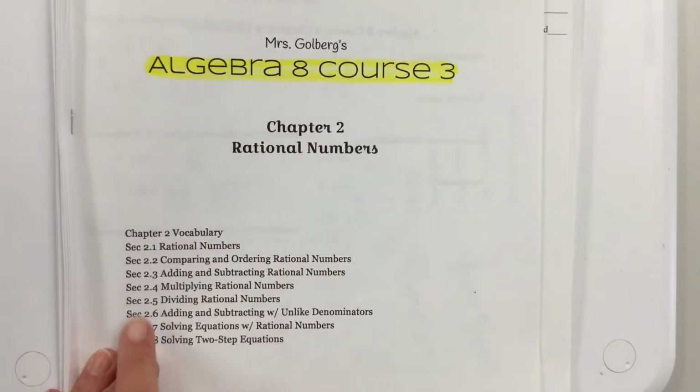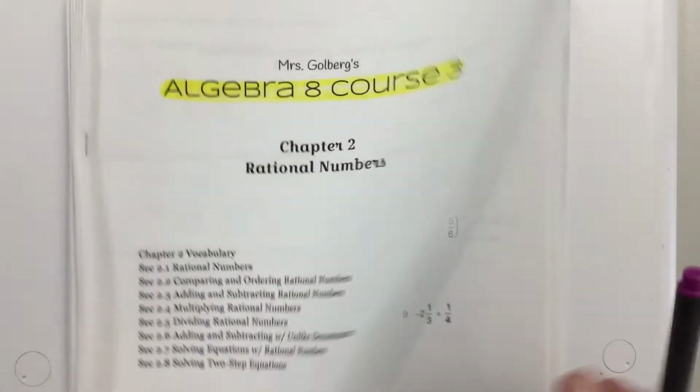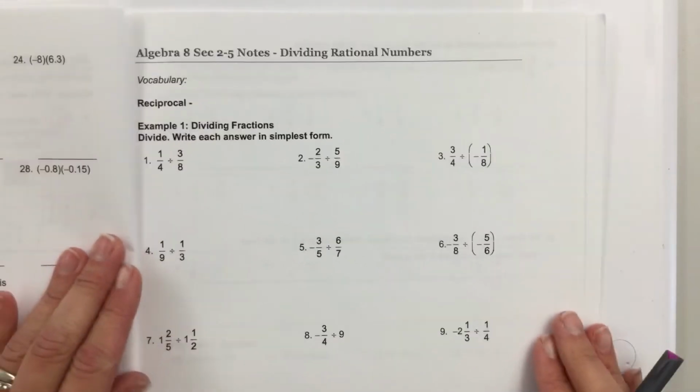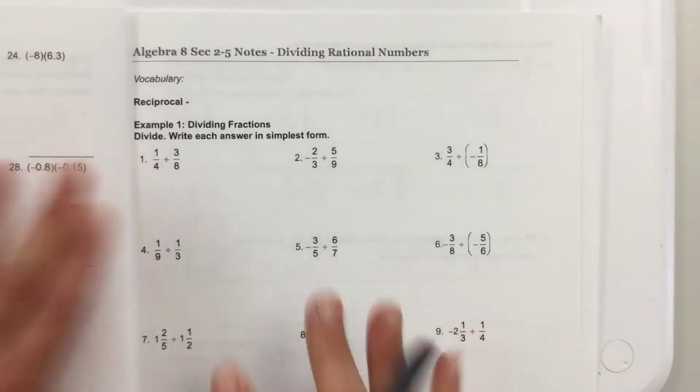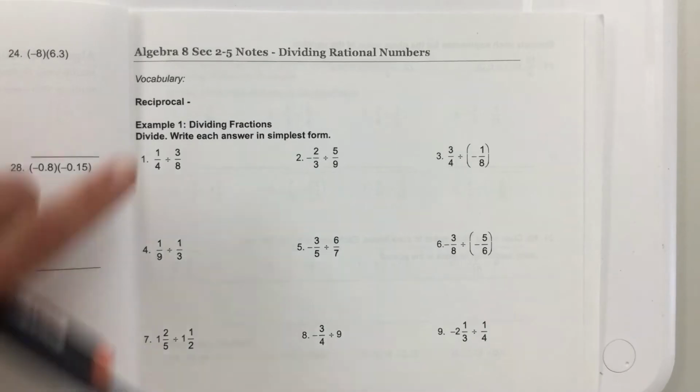Okay, Algebra 8, we are moving on to section 2.5. These are dividing rational numbers. Remember, those rational numbers are basically any numbers that we've been working with, but we are focusing on decimals and fractions. So the first thing here is reciprocal.